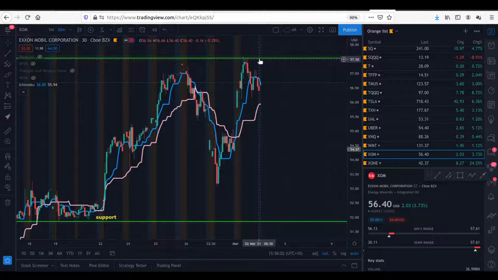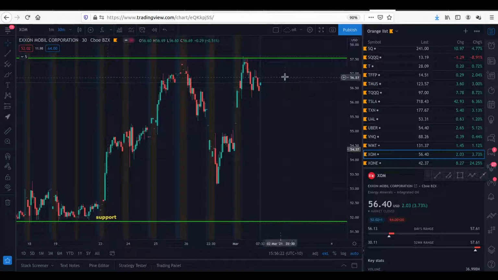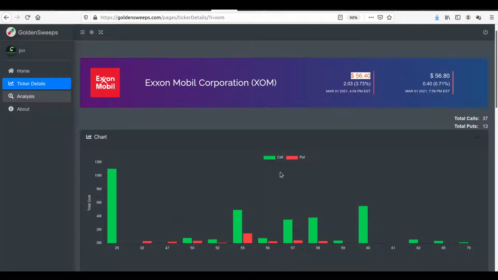If the price hits the resistance line, you could take profit, or take half your profit, or be wary that it might be time to cash in if it hits that line then drops down. So these are good indications of what to do when the price hits. Using the Goldensweeps software, we did see very strong calls for 60 and 58, but nothing really strong for 62, 65, 70 at the moment.